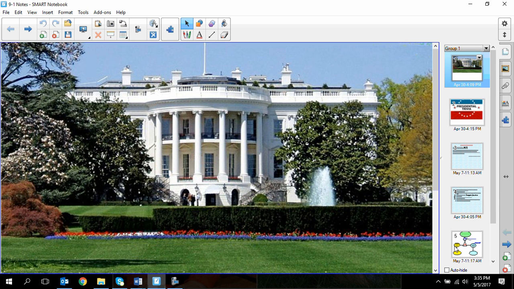Hi, we're going to continue with our internet study of the president and the responsibilities that he has. When you take a look at your notes, one side has a bunch of squares on it, and on the other side it has the notes that you'll fill in. We're going to start with the side that looks like the outline.